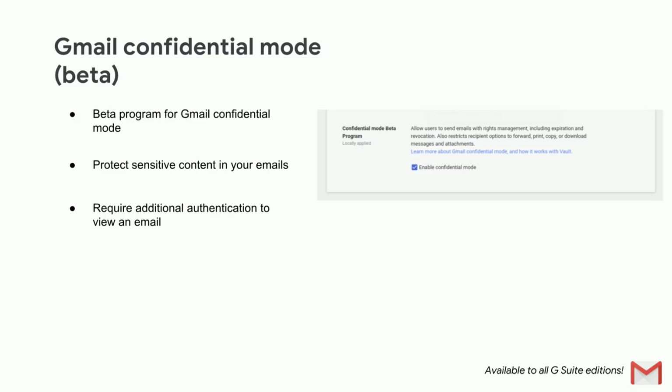active. And when your users send or receive messages in Gmail Confidential Mode, Vault will retain, preserve, search, and export confidential mode messages from within your organization. Check out the Help Center to learn more about Gmail Confidential Mode.